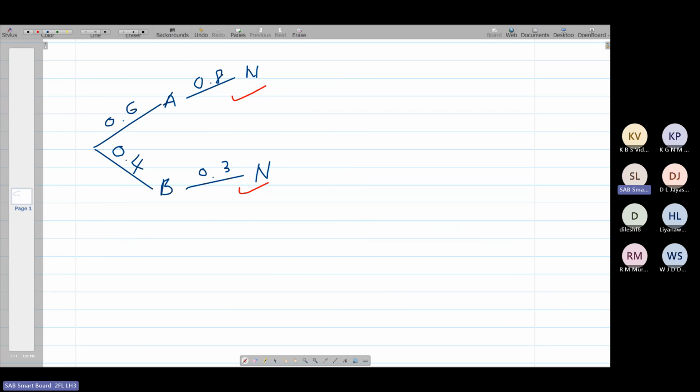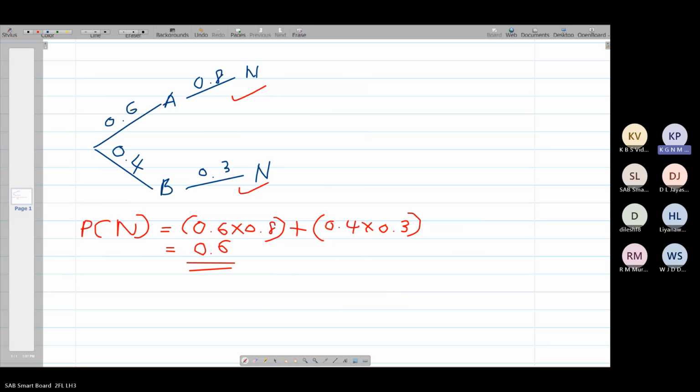Then we need to find out the probability of introducing the new product. How do we find it? 0.6 into 0.8 plus 0.4 into 0.3. Then the answer is 0.6. It means there is a 60% chance of introducing the new product.